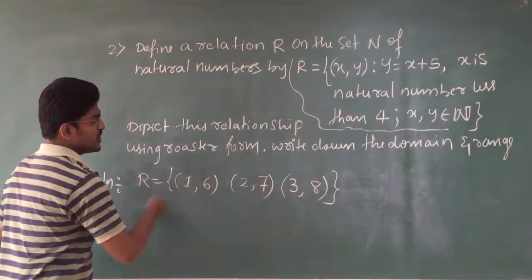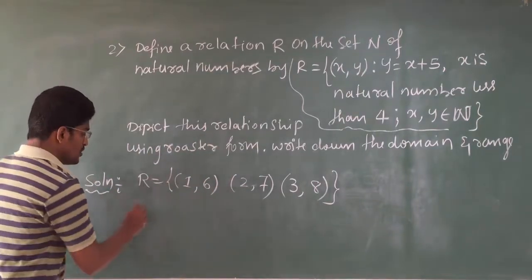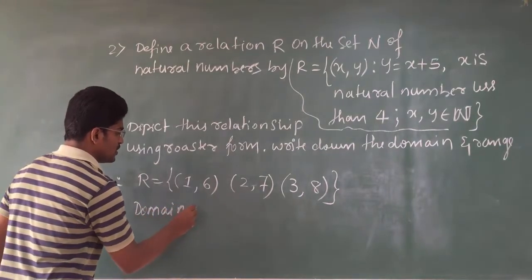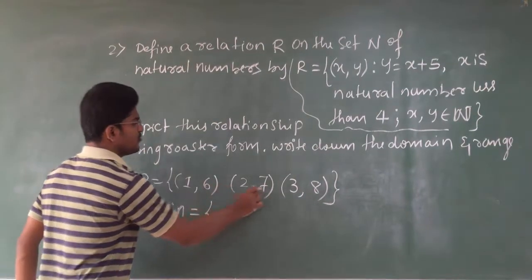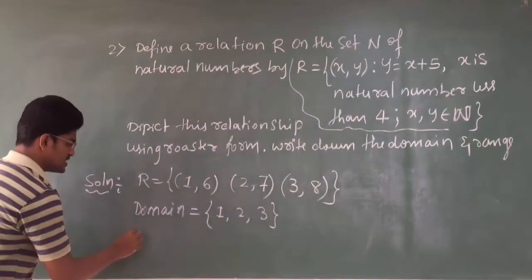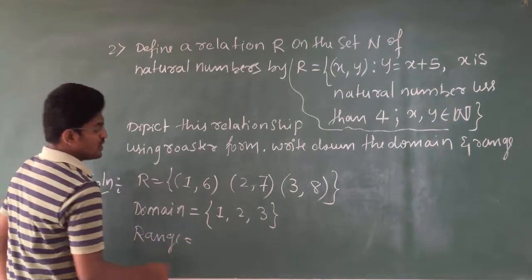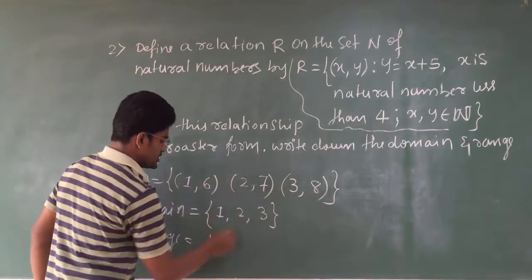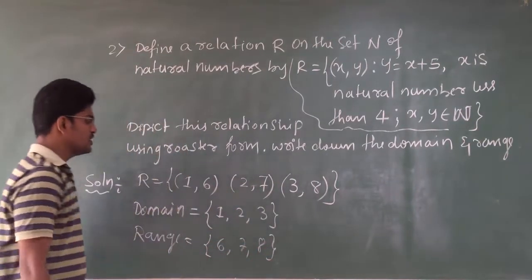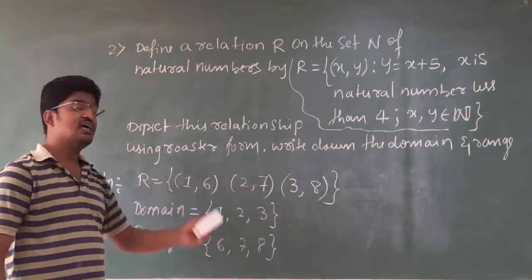So now this is nothing but your roster form. This is your roster form. From this, the domain is what? Very simple. Collection of first elements: 1, 2, 3. Next, range. Range is what? Collection of second elements, that is 6, 7, 8. Clear? So this is the roster form and this is the domain and range.